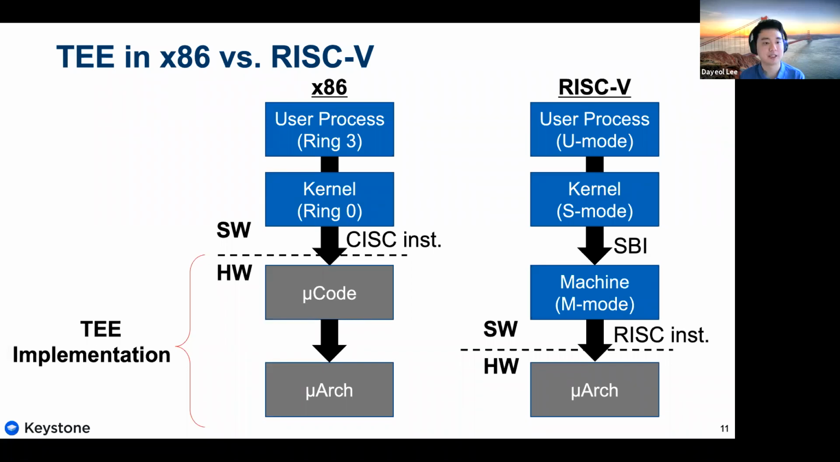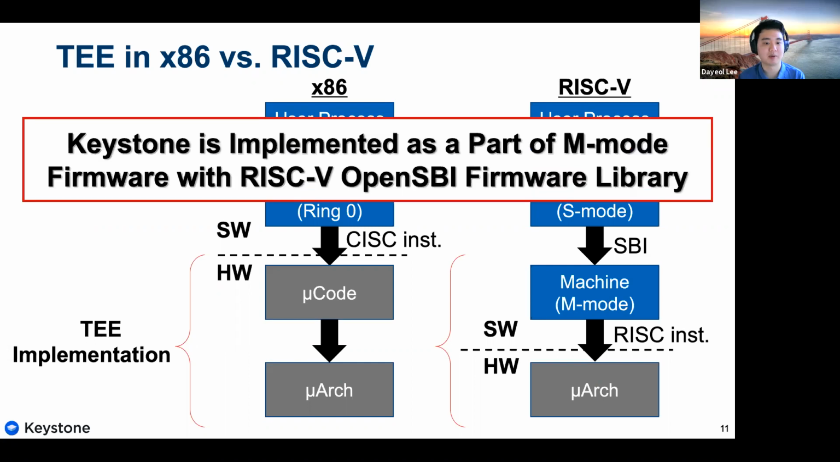Also, instead of adding instructions for the TEE, RISC-V M mode can provide an interface called SBI, an abbreviation of supervisor binary interface, to allow S mode programs to interact with the M mode. So it's a perfect fit for our project. RISC-V TEEs are implemented via the M mode software and the microarchitecture features. We implement Keystone as a part of M mode firmware with the RISC-V OpenSBI firmware library. Basically, you can think of it as a non-standard extension of RISC-V SBI that allows the supervisor to manage the enclaves.